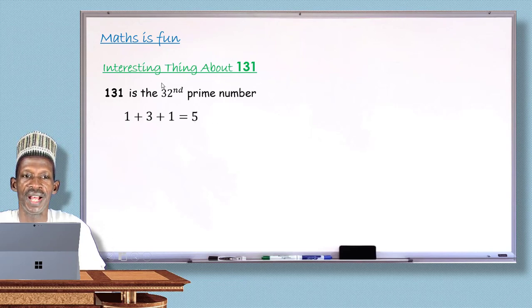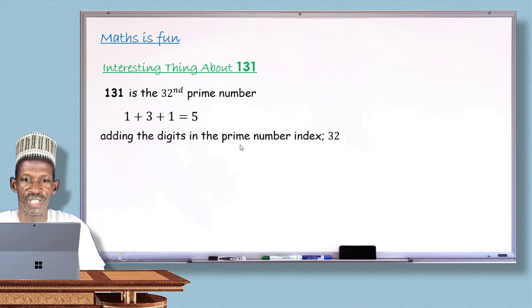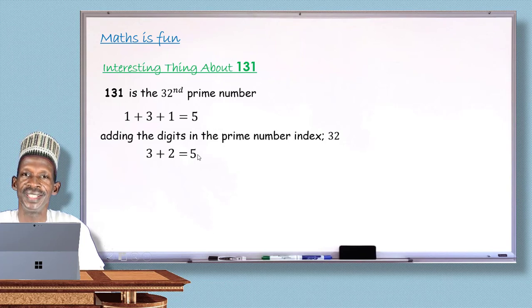And if you add the digits in the position, that is 3 and 2, it gives you the same result. That is adding the digits in the prime index, the position 32. If you add the 3 and 2, it gives you 5 as well. So adding the digits in the number gives you 5, and adding the digits in its prime index, that is the position of that very number, gives you 5 as well. This is really interesting, which I believe you never noticed.